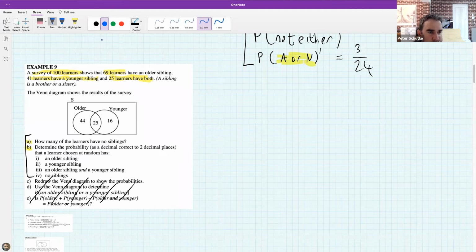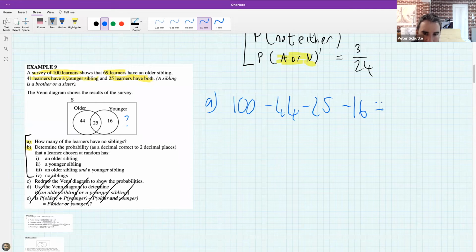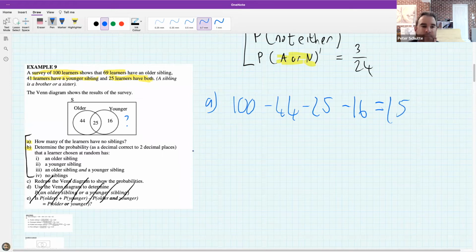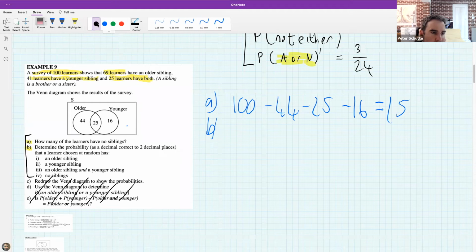So no siblings, I guess, can't be in either of these circles. It must be this region here. So what's that going to be? I get 15. So this is 15.